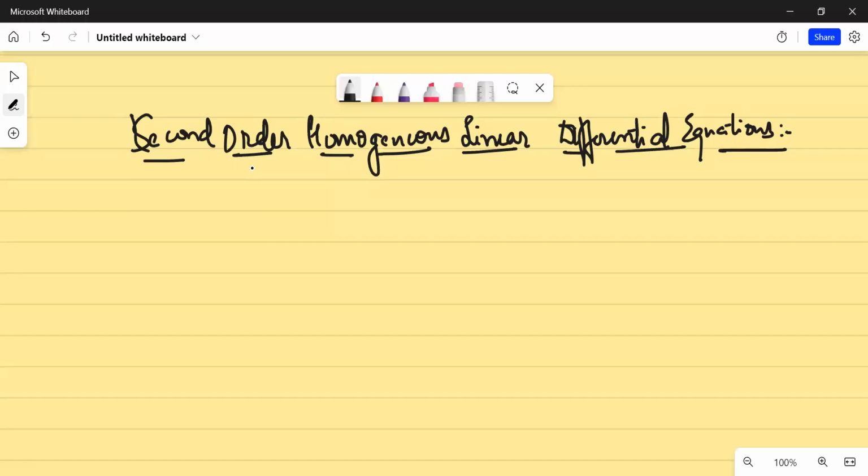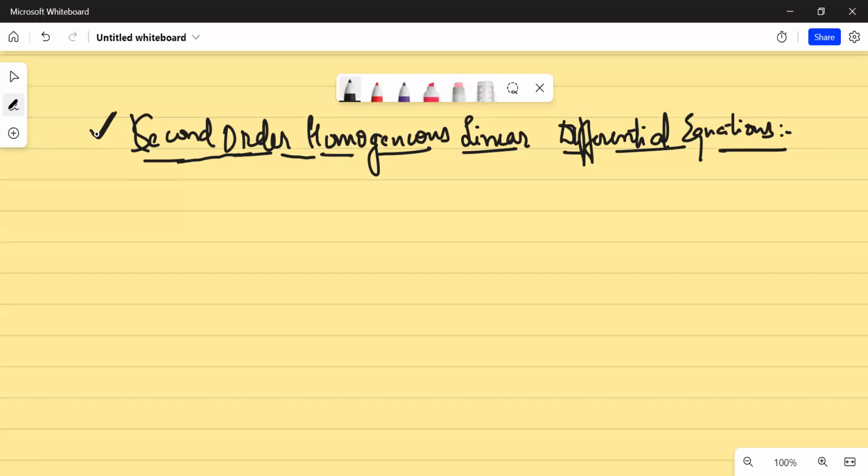Hello, after lectures on Wronskian determinant, today we are going to move towards solving the second order homogeneous linear differential equations. So today we are going to study how to solve second order homogeneous linear differential equations.